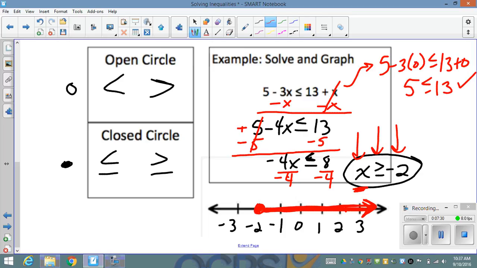So again, solving an inequality is basically the same as solving an equation, except when you multiply and divide by a negative number on both sides, you need to flip your inequality sign. And then when you are done, you can graph your solutions, because you've got more than one there. You've got actually infinite. You can graph your solutions on the number line.